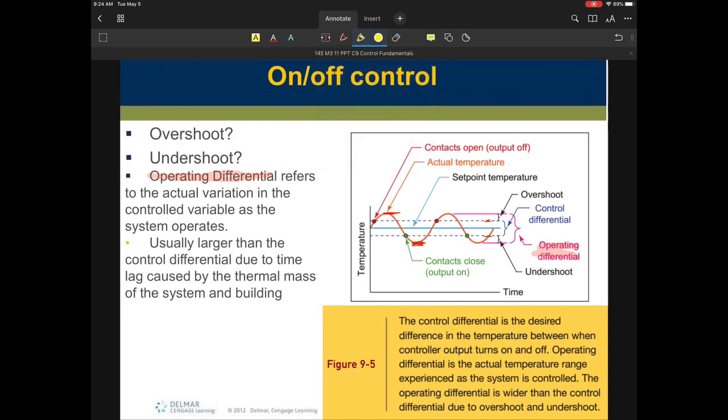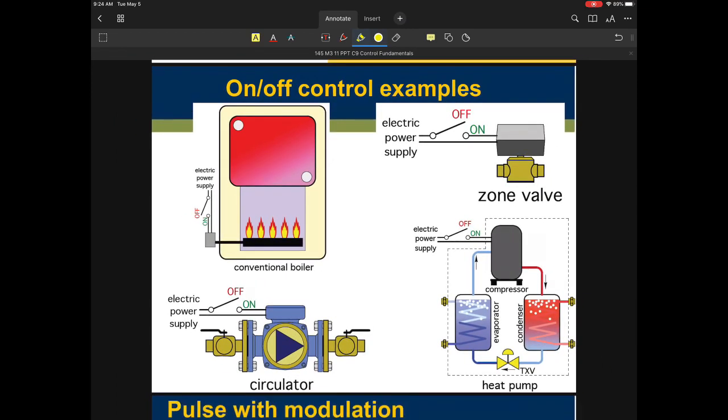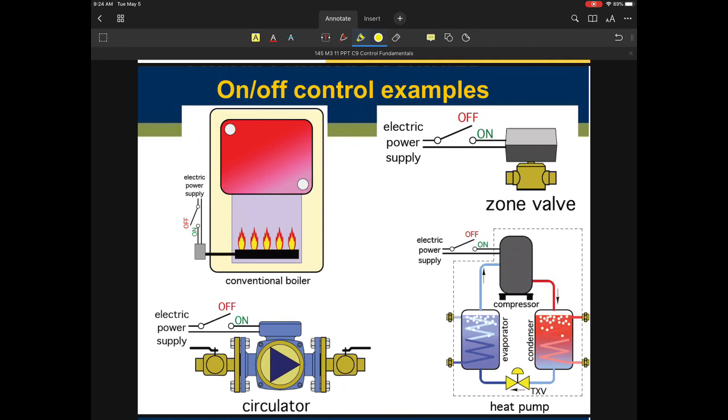So a couple of terms that maybe are somewhat different or newer to you. Operating differential, and how that is different. So we're looking at operating differential right here and how that is different than the control differential. They are not exactly the same. So very good.